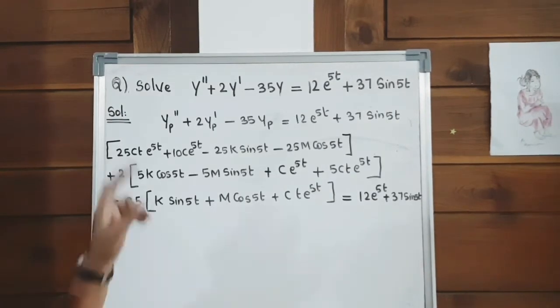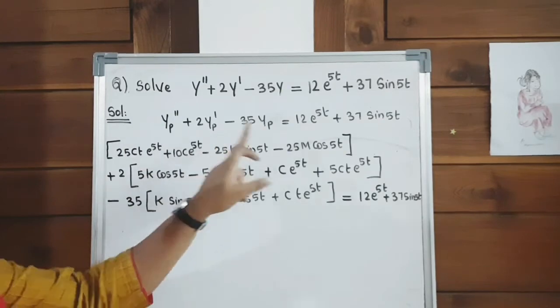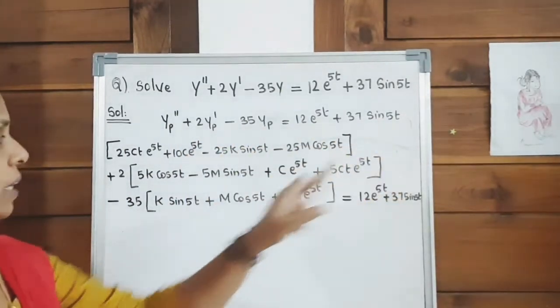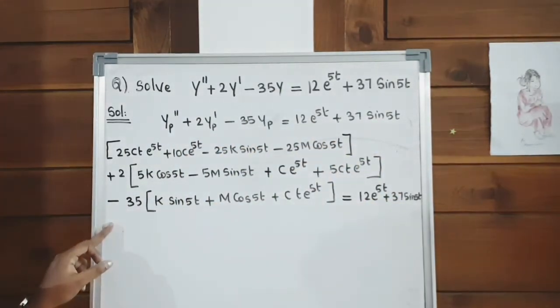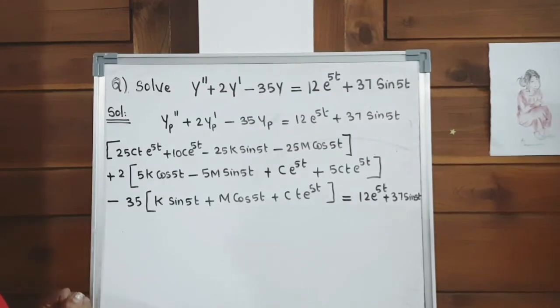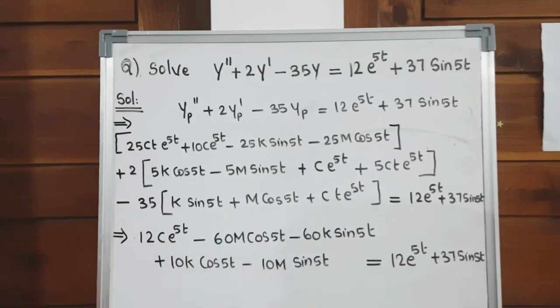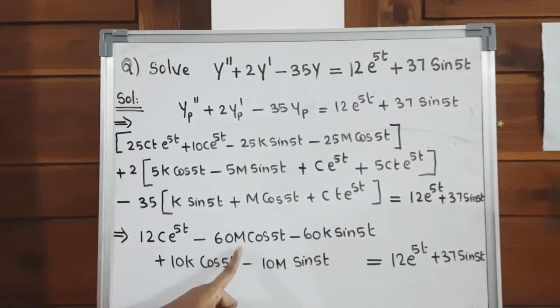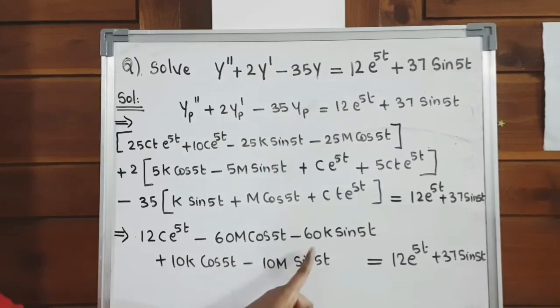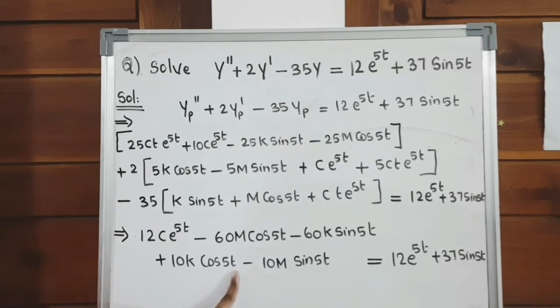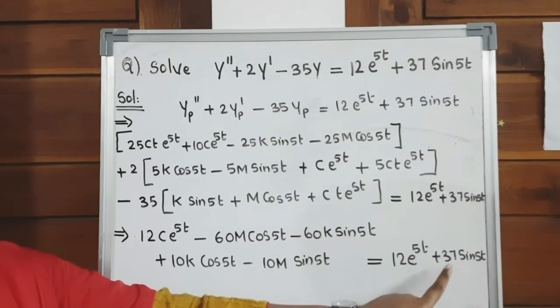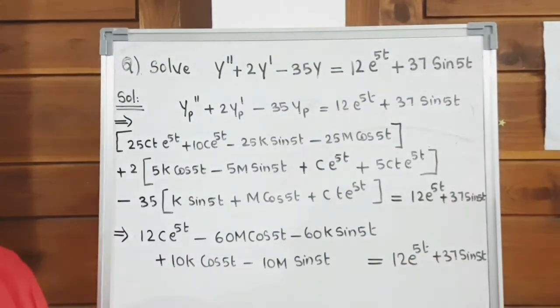Substitute the value of yp double dash, yp dash, yp in this equation. We get this. After arranging this, we get 12c e raised to 5t minus 60m cos 5t minus 60k sin 5t plus 10k cos 5t minus 10m sin 5t equal to 12 e raised to 5t plus 37 sin 5t.